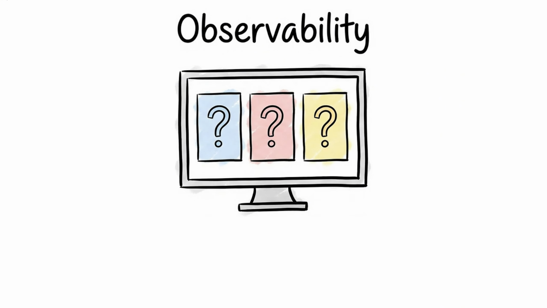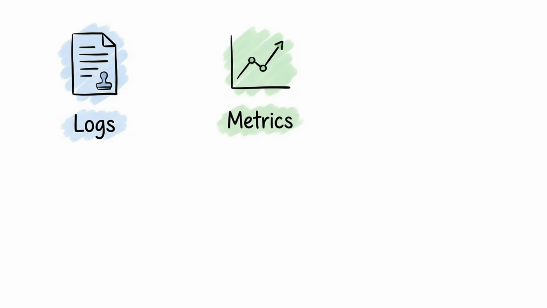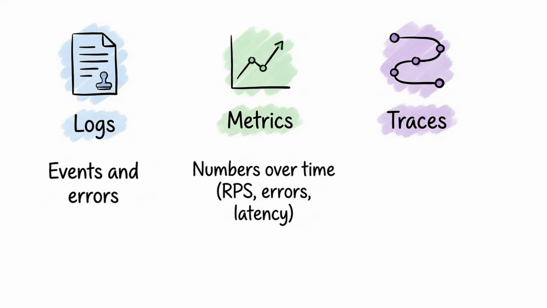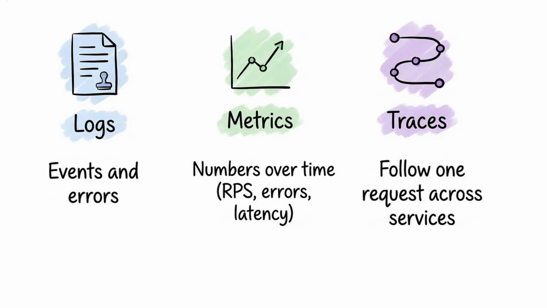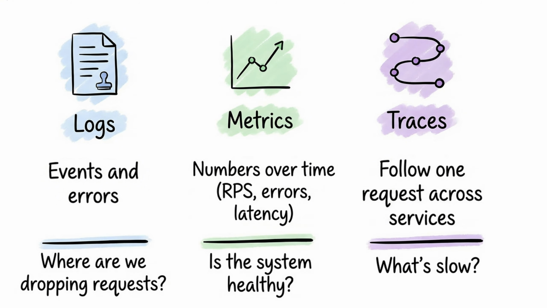Now, observability. If you can't see what's happening, you can't operate the system. You need three things: logs, metrics, and traces. Logs are events: user 123 logged in, or error connecting to database. Metrics are numbers over time: requests per second, error rate, or latency percentiles. Traces follow a single request across services. Together, they let you answer: is the system healthy? What's slow? And where are we dropping requests?